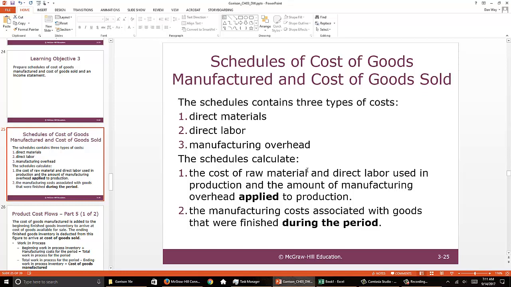And really the bottom line of the cost of goods manufactured schedule is to come up with the costs associated with goods that were finished during the period. So anytime we think of a schedule of cost of goods manufactured, we can think of it as a schedule of cost of goods finished.